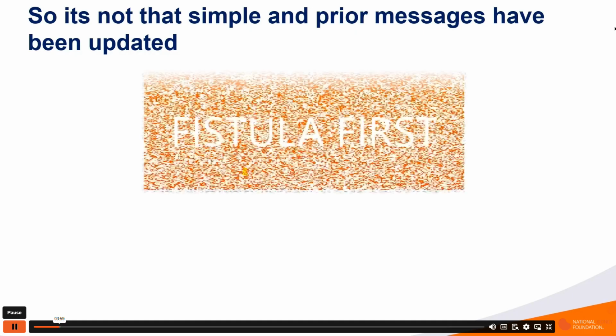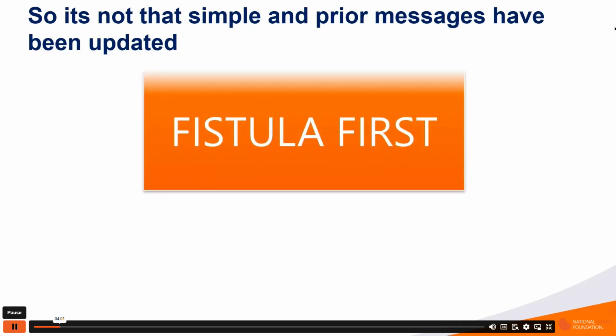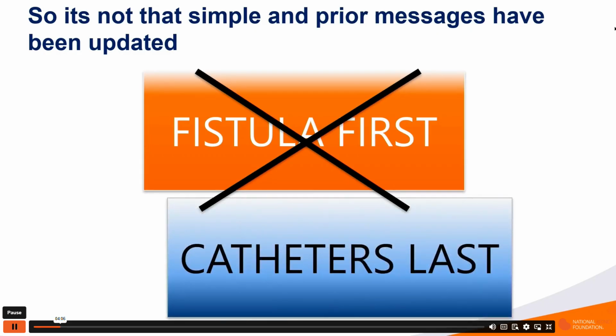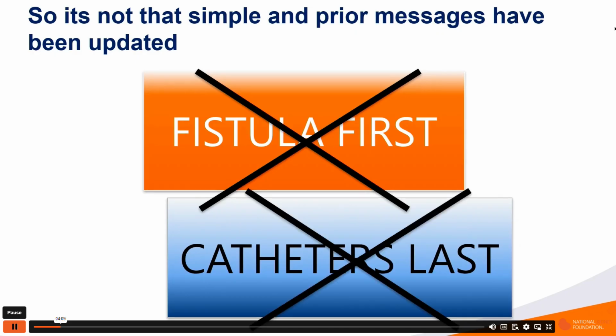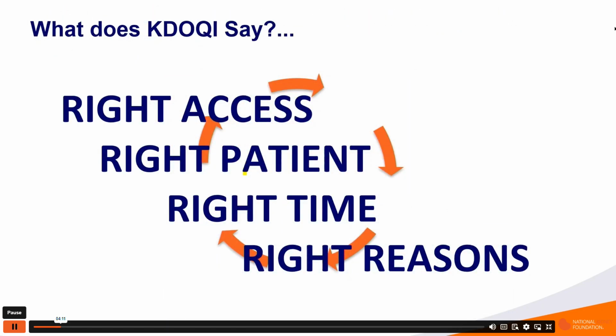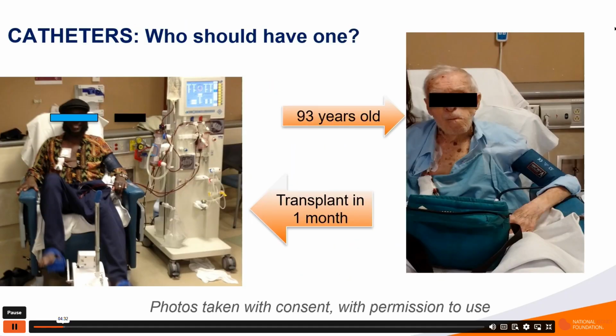And the prior messages that we used to have have been updated. As we all know, it's no longer fistula first, and we've lived through that fistula first era. And it's also not all catheters last. So what do the KDOQI vascular access guidelines say? They say get the right access in the right patient at the right time for the right reasons. And there's a lot behind that, and we certainly don't have time to talk about how we choose the right access and how we do it, but that is the new mantra. So given that there are complications for all access types, who should really get a catheter?